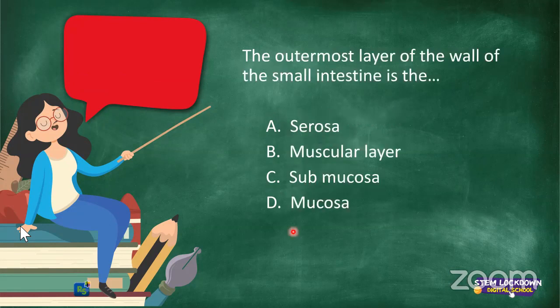Next question. The outermost layer of the wall of the small intestine is A, serosa, B, muscular layer, C, submucosa, or D, mucosa. All right, beautiful. It is the serosa. Remember, the mucosa is the innermost layer, right? And that is where we find our villi. Your submucosa is the next layer. That is where we find our connective tissue. Your muscular layer has muscles, and your serosa is the outermost layer.